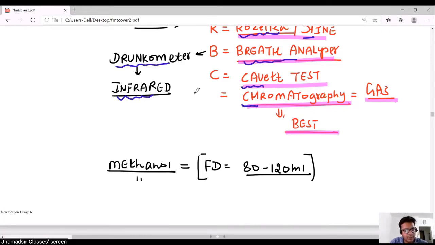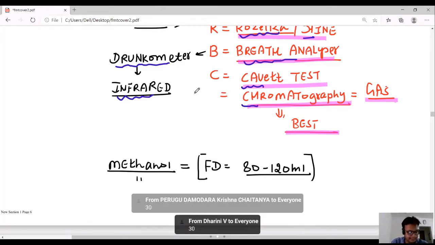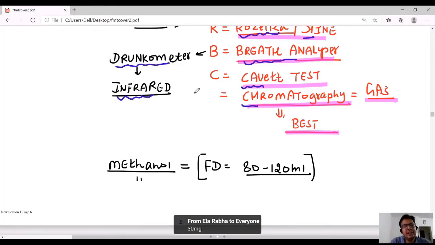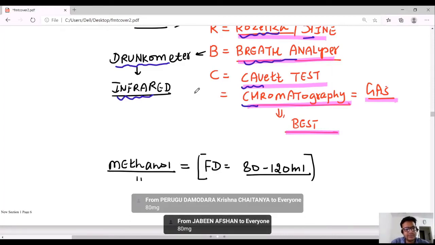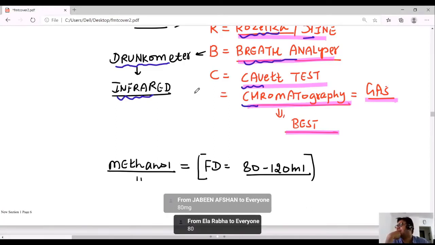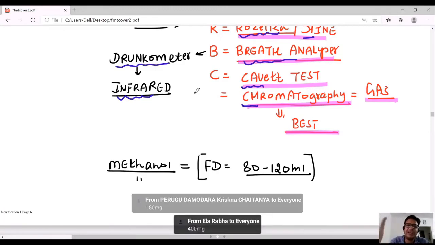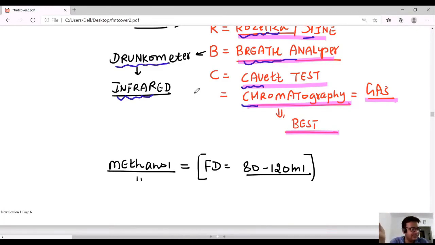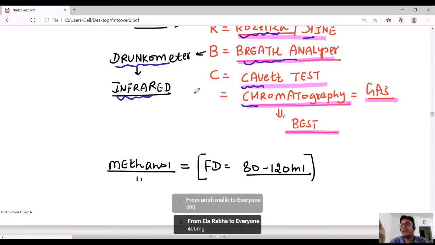Chromatography. What is the driving limit in India? 30 milligram. Nystagmus is seen at what level? Motor incoordination is seen at what level? 150. Mac-Evan sign is seen at what level? 400 milligram. Misconduct after alcohol, which IPC? 510.